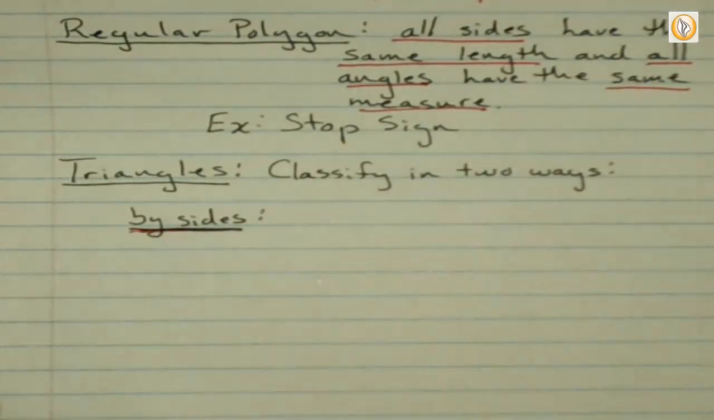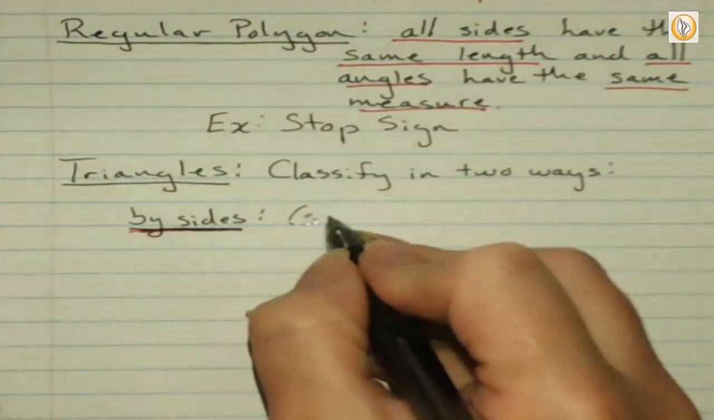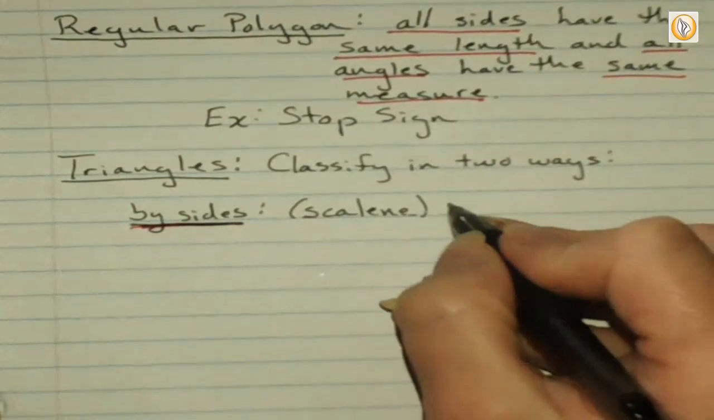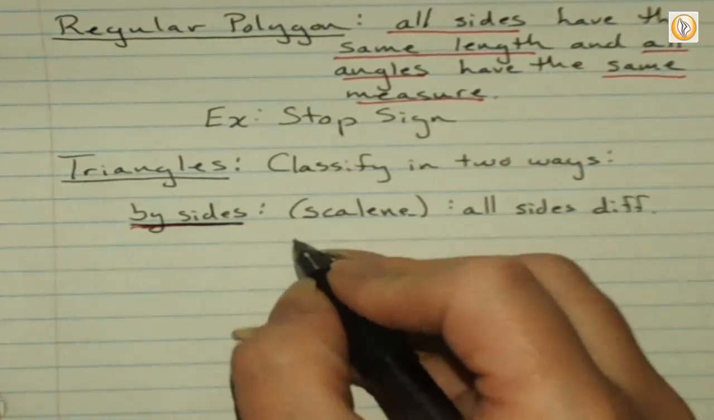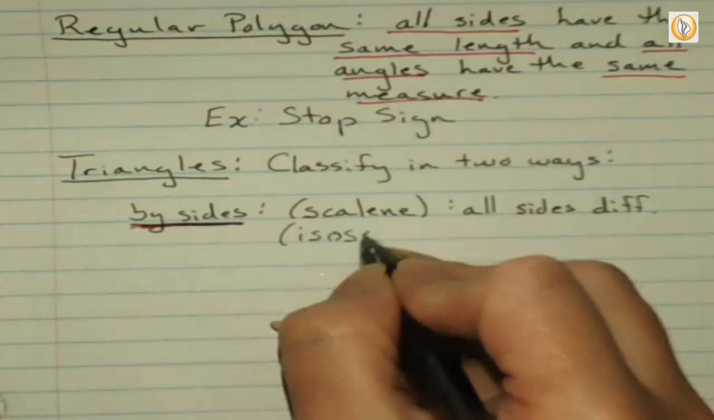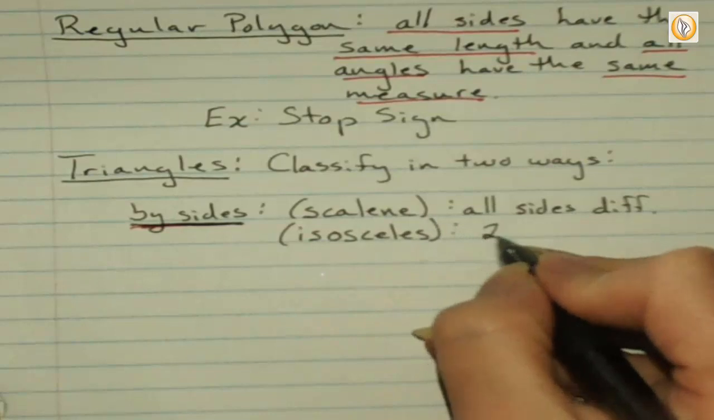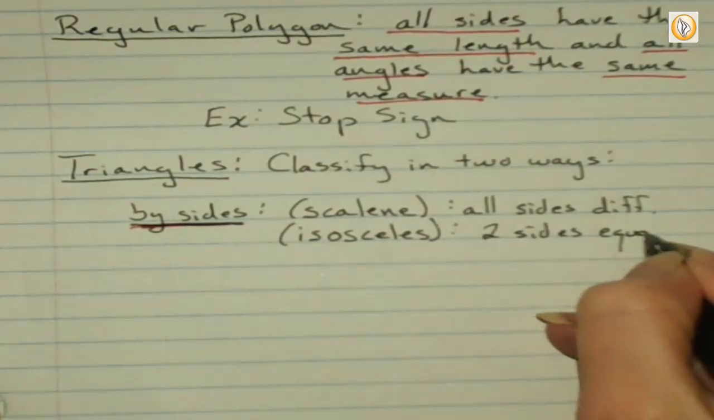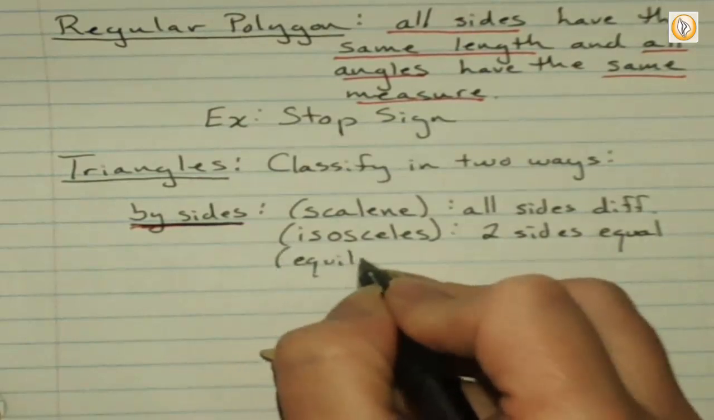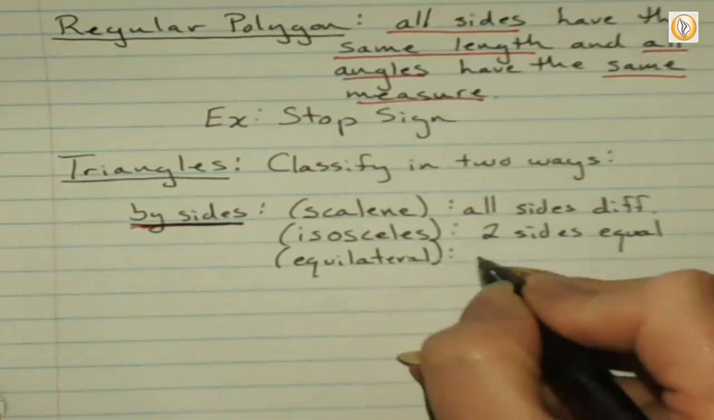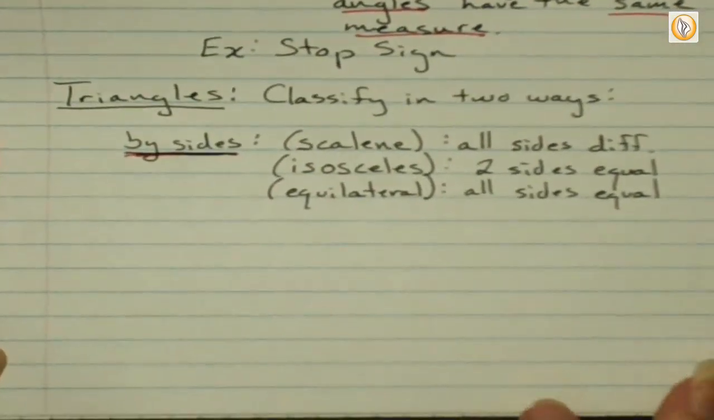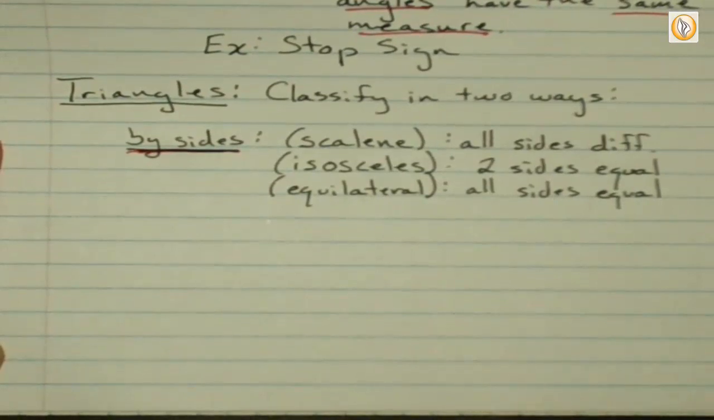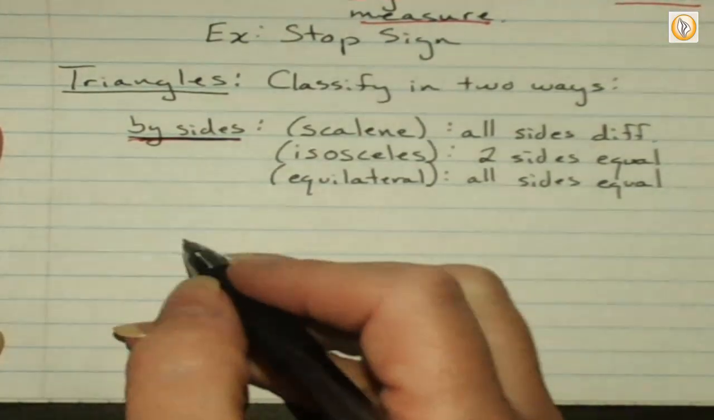Kelly, I know. I mean, they show it pretty easily. Scalene, all sides different. Isosceles, two sides equal. And an equilateral, all sides equal. Push it up. Oh, okay. So you can classify them by sides: scalene, isosceles, equilateral, and you need to know those. You will be tested on that.